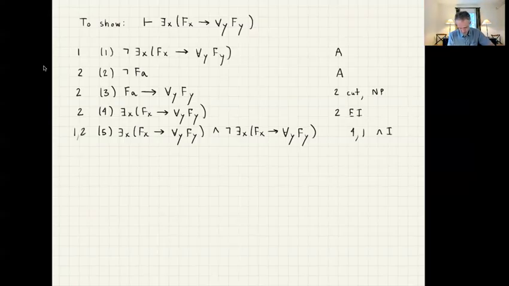1, 2. Okay, so now not Fa. So that's 2 to 5. Reductio ad absurdum. 1.